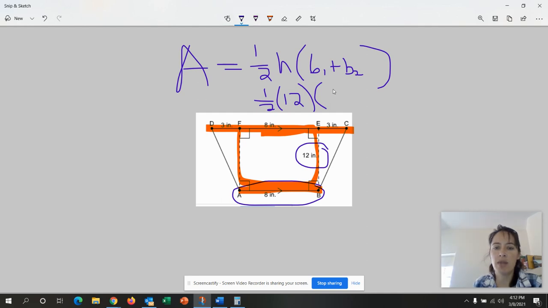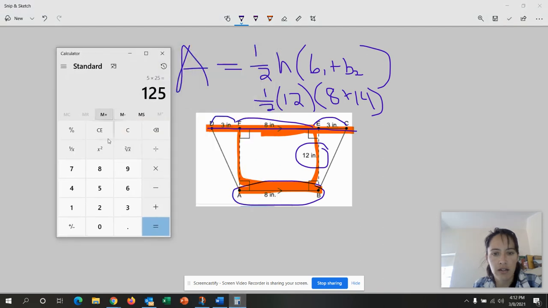Okay, so we have at least base 1 is 8. What's base 2? Base 2 is this whole length from D to C. And they don't tell it to you as 14. They tell it to you as here's 3 inches plus 8 inches plus 3 inches. So that base 2 is 14. Ta-da! Now we can plug it into our nifty calculator.